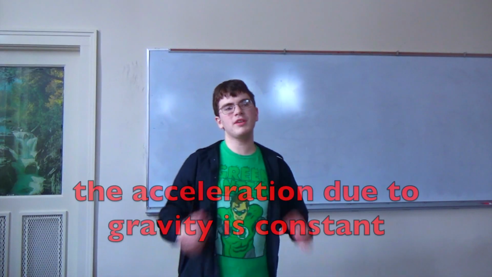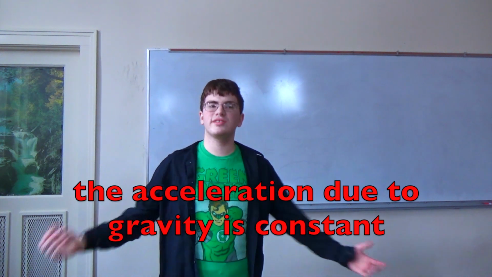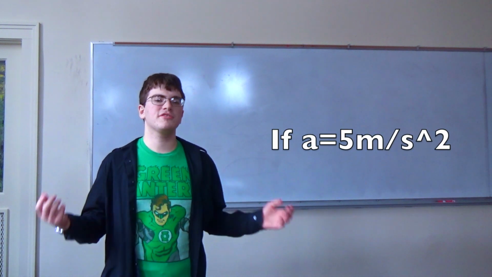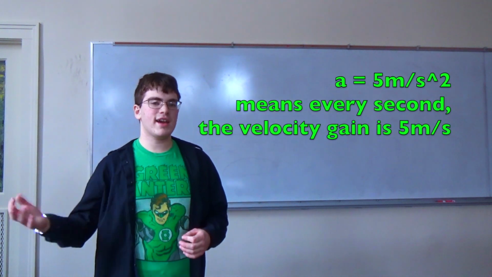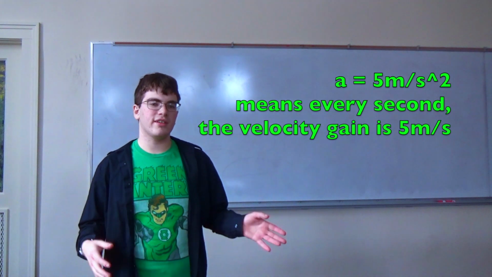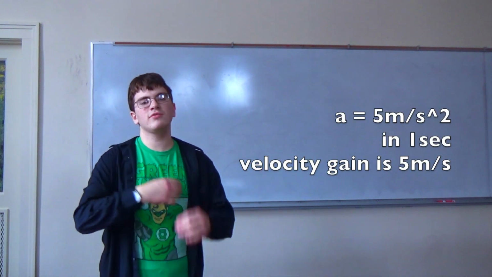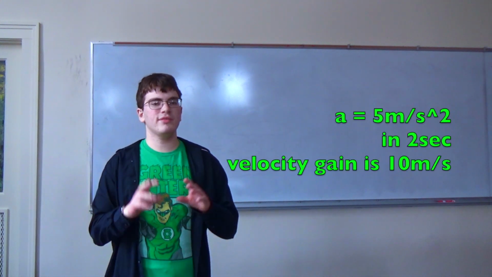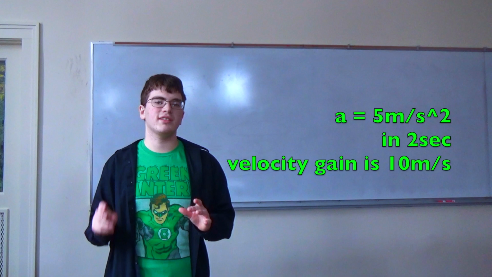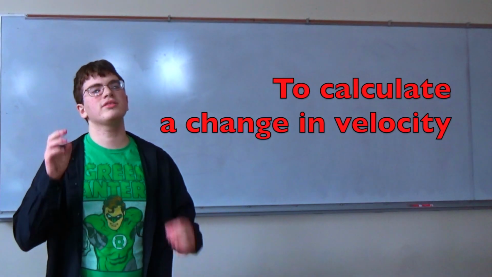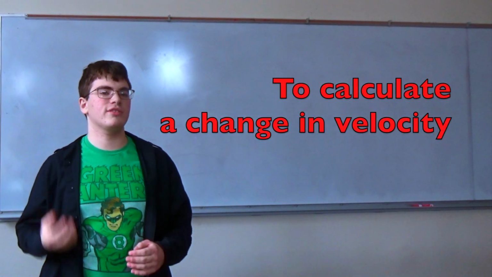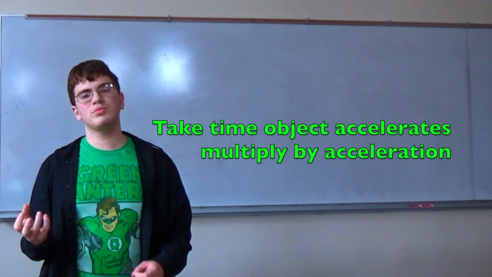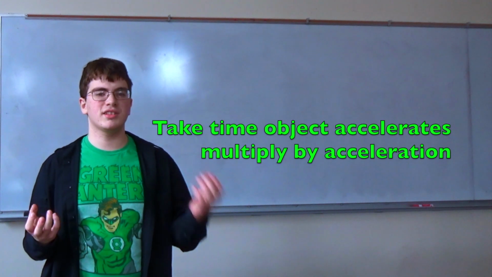We know the ball will be falling with a constant acceleration due to gravity. For example, if I'm accelerating at 5 meters per second squared, that means I'm adding 5 meters per second to my velocity every second. In 1 second, I will have gained 5 meters per second to my velocity. In 2 seconds, I would have gained 10 meters per second to my velocity. To calculate the change in velocity of an object while it's accelerating, we will take the time it's accelerating for and multiply it by the acceleration it is accelerating at.